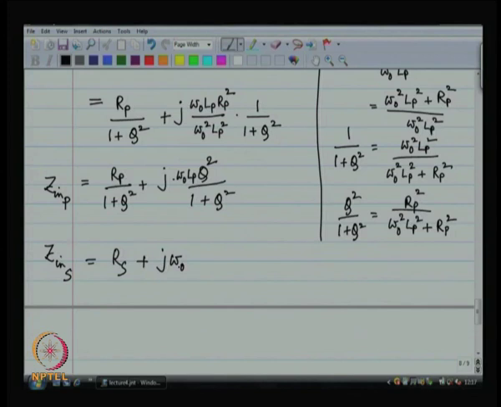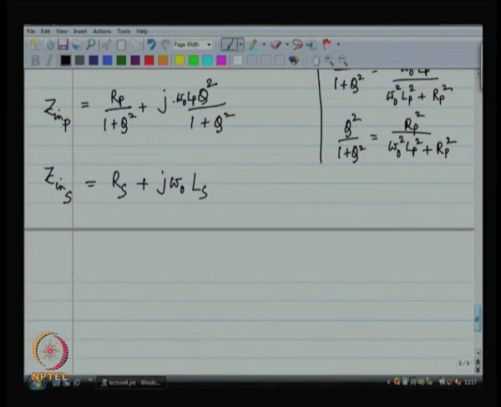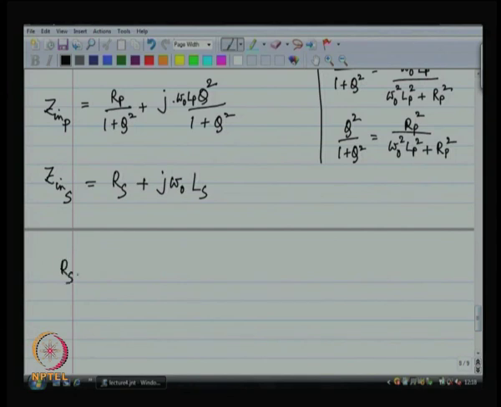At the frequency omega 0, that is my frequency of interest. This is the Z in of the series network, and these two input impedances have to be equal to each other. That is when I can transform the series network to the parallel network and vice versa. So, therefore, R s has to be equal to R p by 1 plus q squared, the real part has to be equal to the real part, and L s has to be equal to L p times q squared by 1 plus q squared.